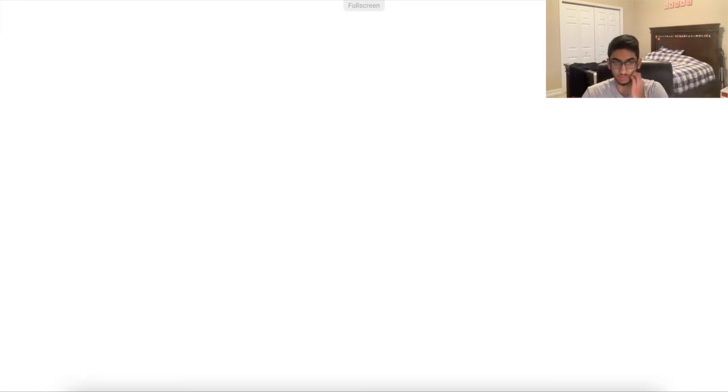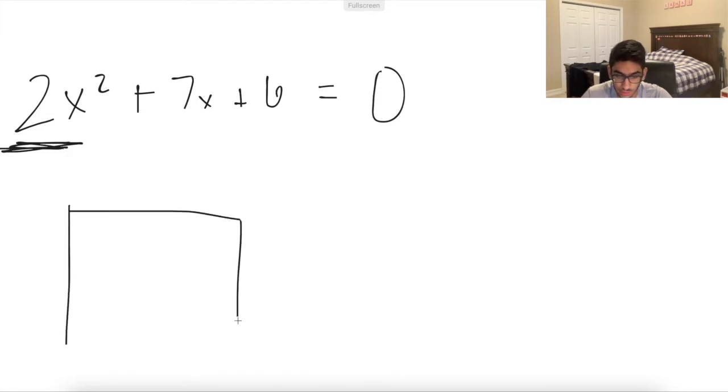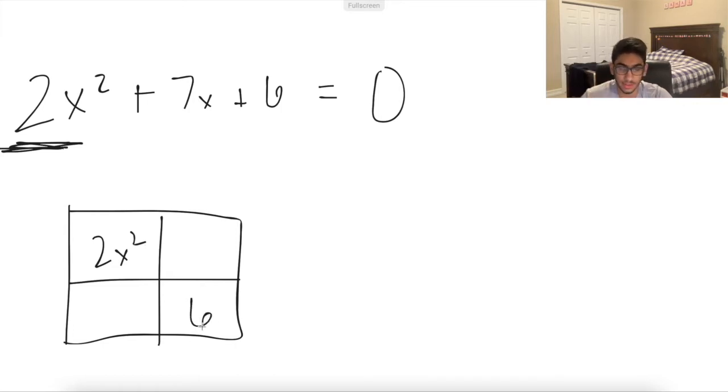Okay, first example problem: we have 2x squared plus 7x plus 6 is equal to 0. As we can see, a is greater than 1. There are multiple methods, but what I do is something called the box method. You make a 2x2 grid, and in the top left you put your a term, which is 2x squared, and in the bottom right you put your c term. Pretty basic.